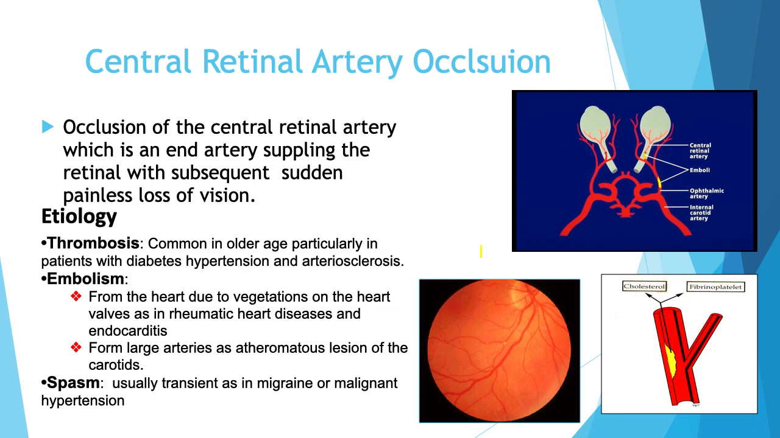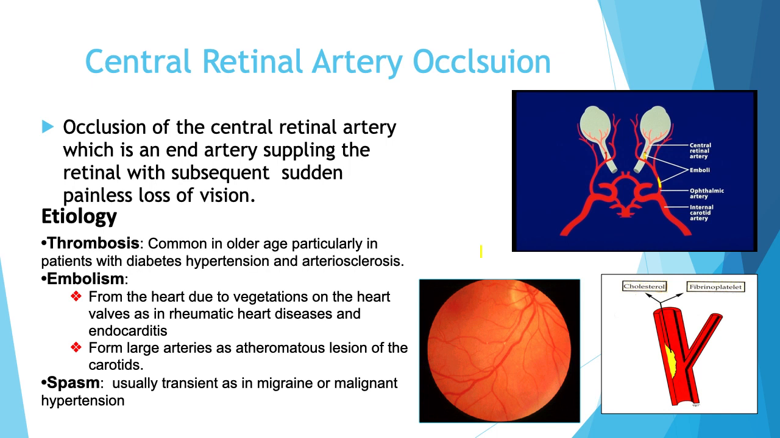The second common cause is embolism. Embolus means some foreign material is inside the artery. It could be, again, a thrombus coming from the heart, or it could be different material, like vegetations on the heart valve in rheumatic heart disease and endocarditis. And also it can come from the large arteries, like an atheromatous lesion in the carotids, as we can see here. We can see the atheromatous lesion where cholesterol is deposited, and then showers of this cholesterol will move with the circulation. These are examples of embolism. It comes from the carotid, large arteries, and it moves to the central retinal artery.